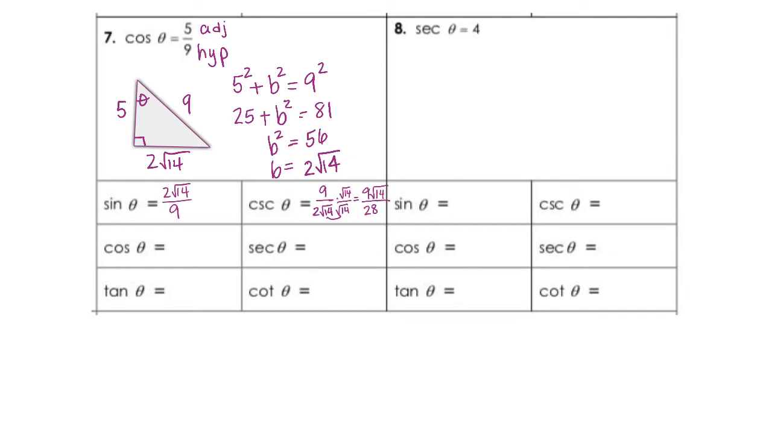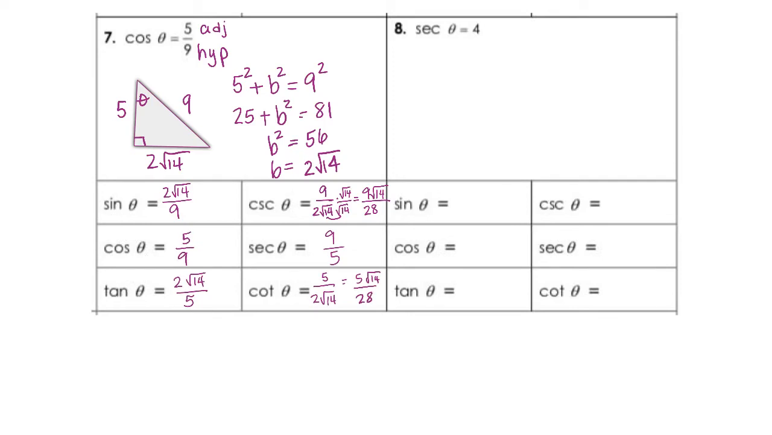All right, for cosine, again, we're going to have adjacent over hypotenuse, and so that's going to give us secant 9/5. And then for tangent, we're going to have opposite, so 2√14 over adjacent. And then when we do our reciprocal, we have 5/2√14, and rationalizing, that's going to give us 5√14 over 28.